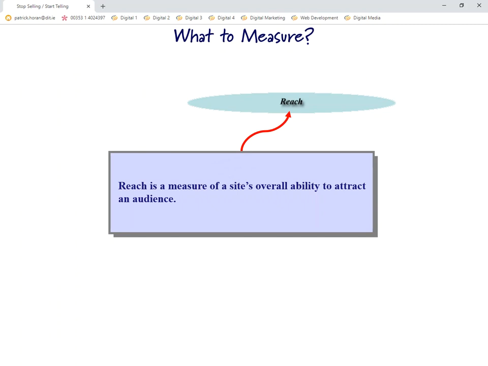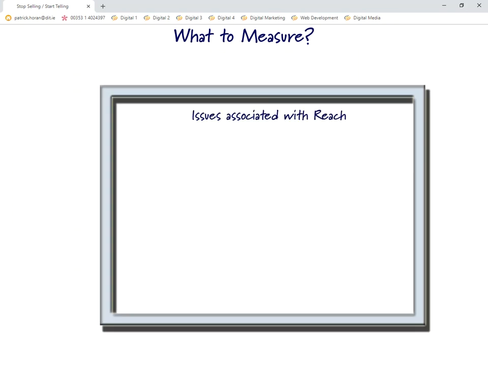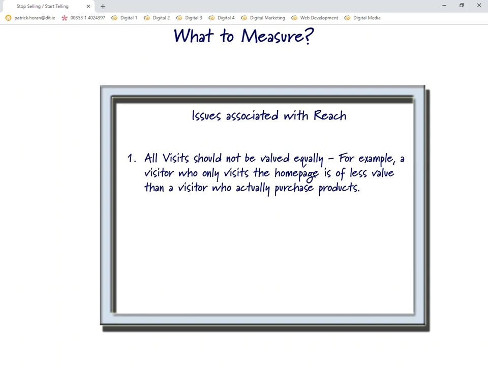And the reach is just the entry point of our measurement. After that, we've got to start thinking about the different aspects associated with reach. All visitors should not be valued equally. Somebody might come once to our site or to our social media channel, and they might unsubscribe and never come back again. Now, that doesn't make them useless. It just makes them a stat.